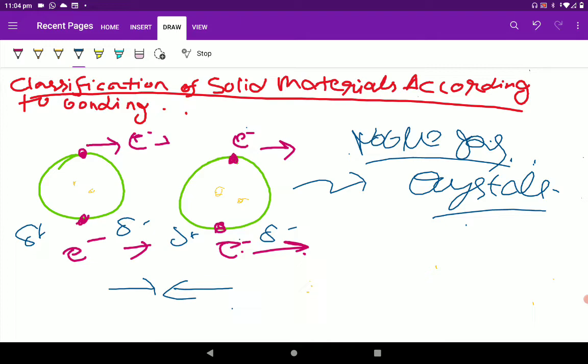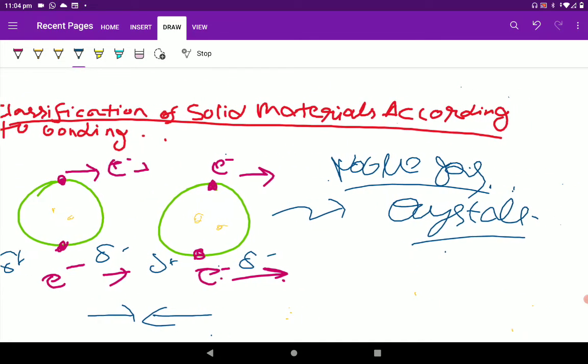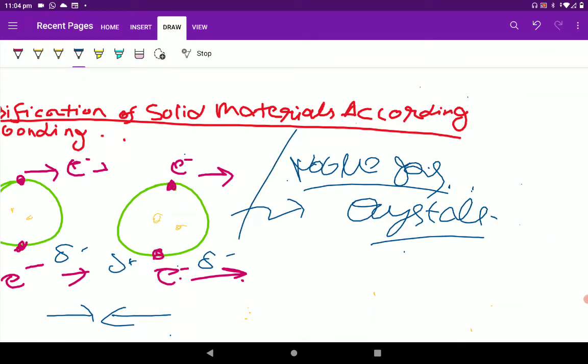Now there is also the molecular crystal, for example graphite. Now let's talk about the binding energy or cohesive energy of the crystal.